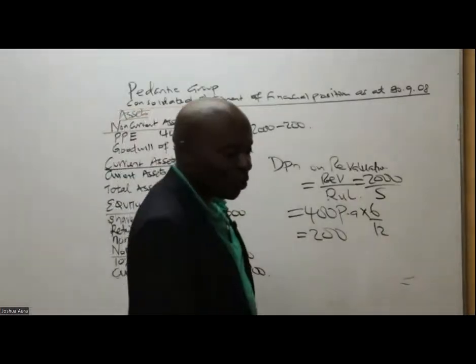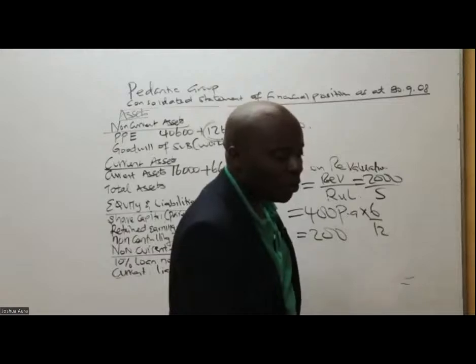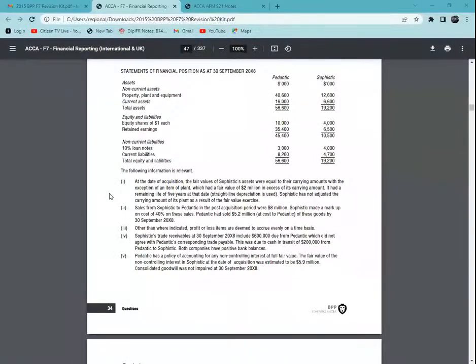Now I will go, with your permission, to note number 2. Sales from sophistic to pedantic in the post-acquisition period were 8,000. This is what we call fake sales. There is no way you can claim that you are selling goods to your close family member. This is a fake sale, which we were able to subtract from our income statement metrics.